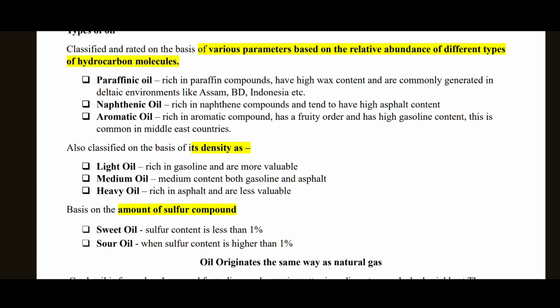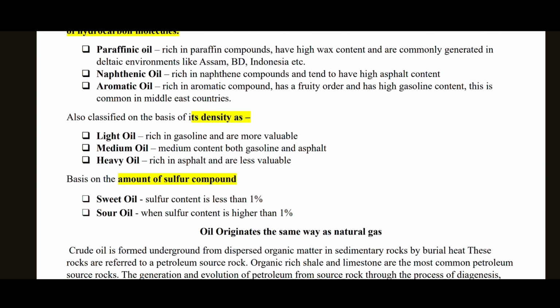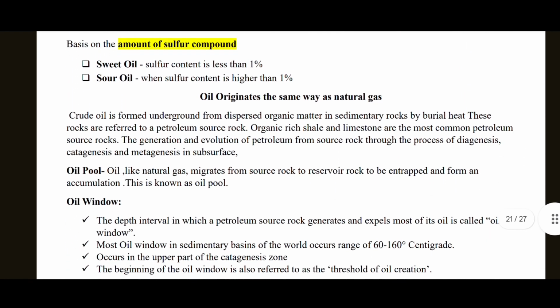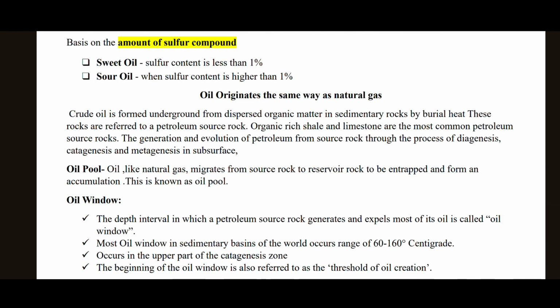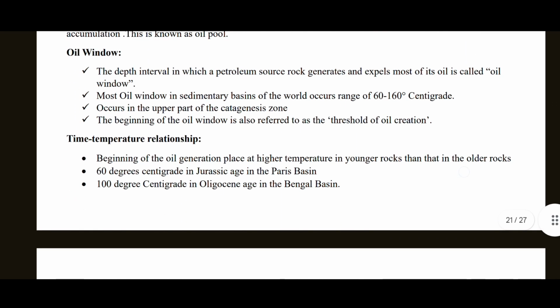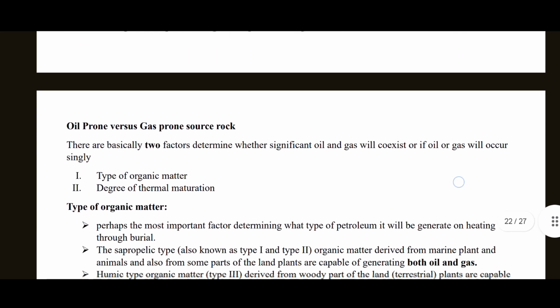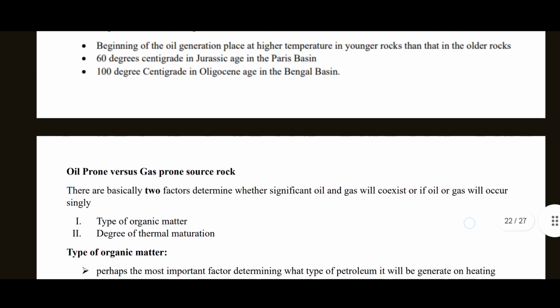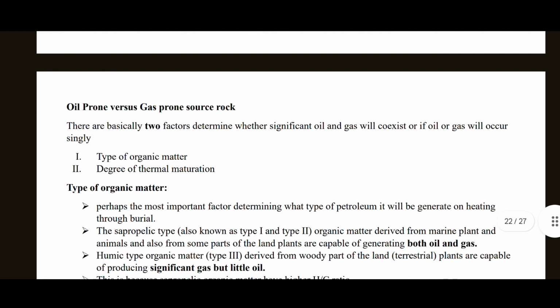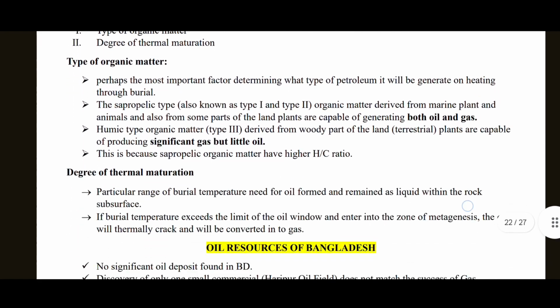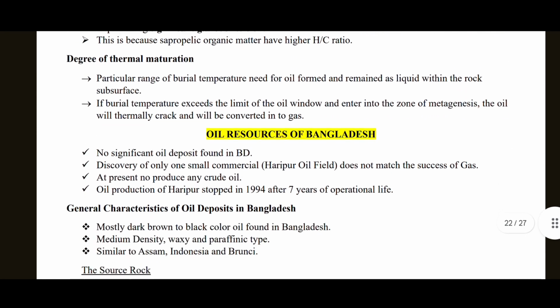On the basis of density, there is light oil, medium oil, and heavy oil. On the basis of the amount of sulfur compounds, there is sweet oil and sour oil. Oil originates the same way as natural gas. There is an oil pool, an oil window, and a time-temperature relationship. Oil formation follows the same process: source rock, reservoir rock, and then thermal maturation.